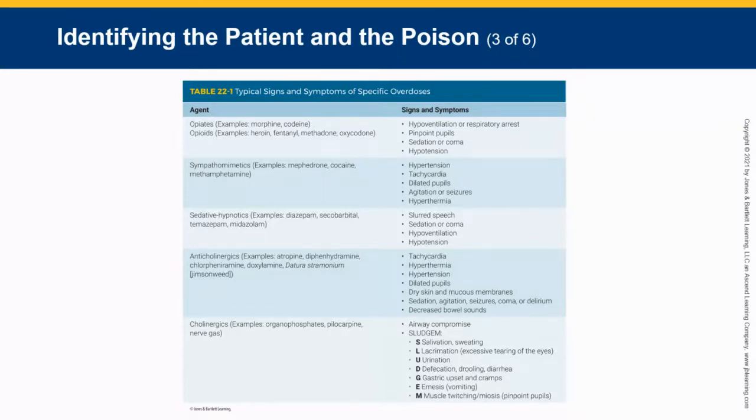Sympathomimetics are drugs that mimic the sympathetic nervous system, and these are things like cocaine and methamphetamines. You see hypertension and tachycardia that go along with that. You have arrhythmias in many cases and chest pain that are associated with that. Dilated pupils, because remember it's mimicking the sympathetic nervous system, which is a release of adrenaline. They may be agitated or combative, and they may actually have an increased body temperature.